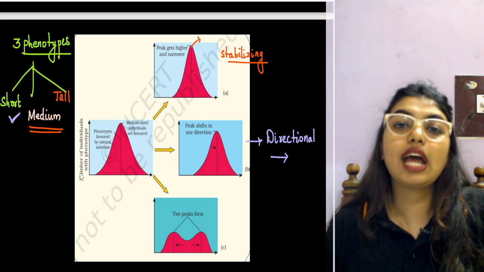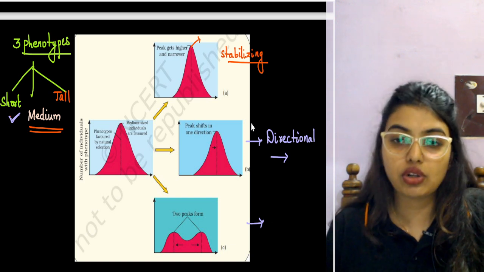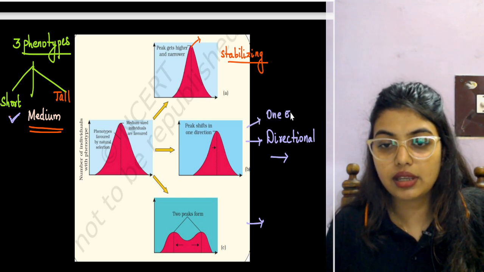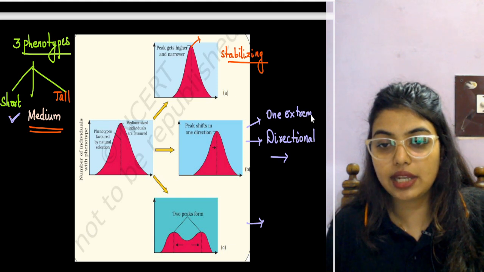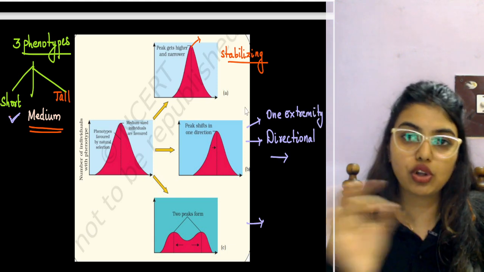Now imagine here I chose both short and tall. So students, here you can choose one extremity. Extremity means any one, like the two poles we talk about. Either one extremity means tall or short.